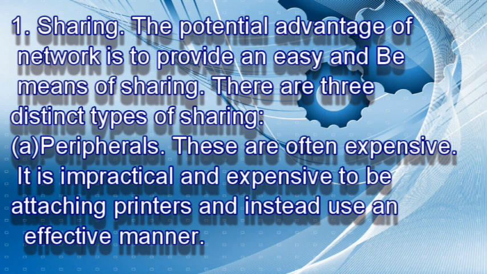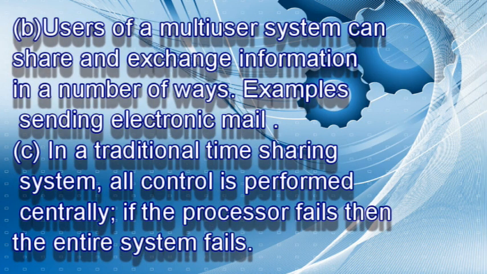Second is the use of multi-user systems, which can share and exchange information in a number of ways, for example sending electronic mail or having controlled access to the same files or database. A simple example of a multi-user network is Gmail. Whenever you enter anything in Gmail, it is reflected wherever you are sitting. You just need to log in to your Gmail account and you can access whatever you have sent, from any place.